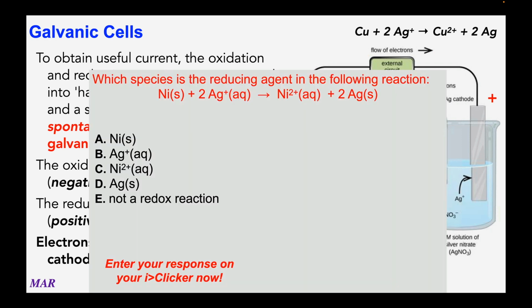So in this question, we want to find the reducing agent in the reaction. And reducing agent and oxidizing agent, for that matter, always refer to reactants. So the answer here will be nickel or silver plus. It will certainly not be the nickel 2 plus and the silver because those are products. Also, we know it is a redox reaction because nickel is changing charge as it goes from reactant to product. Nickel's going to a positive 2. Silver plus is becoming less positive as it goes to silver.